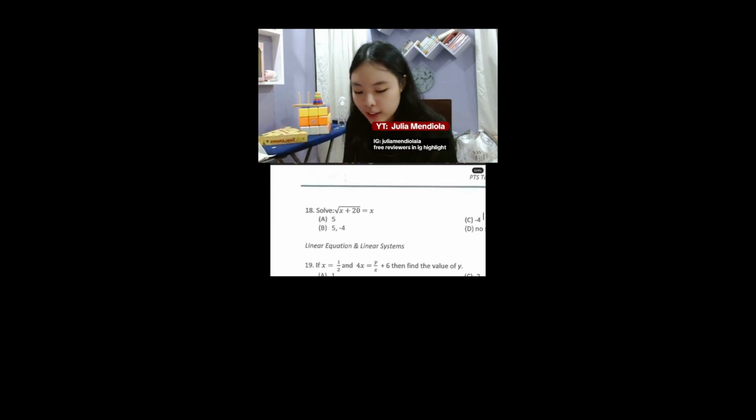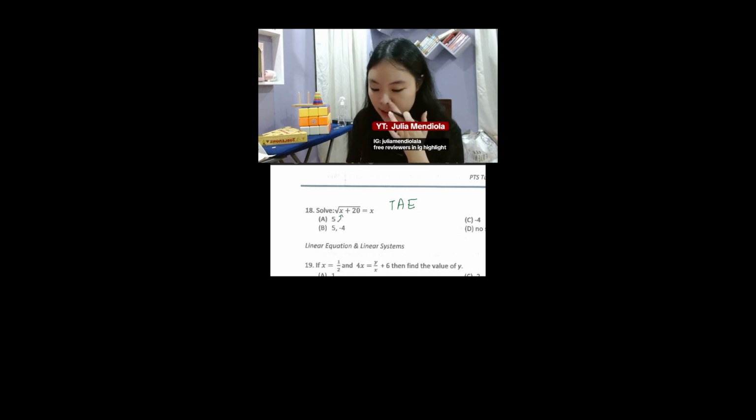So what we're gonna do, guys, is what we call trial and error. Ipasok na lang natin ang mga choices dito. The easy way is ipasok ang mga choices. So, try natin. Pag x is 5, magiging 20 plus 5, that's 25. So, square root of 25 is equal to 5. So, check ang 5.